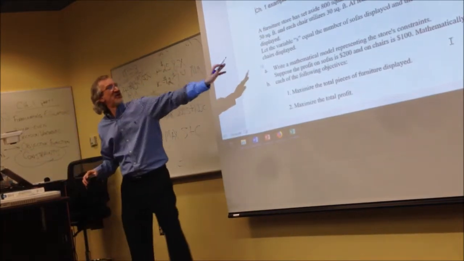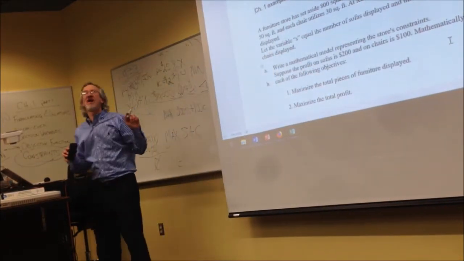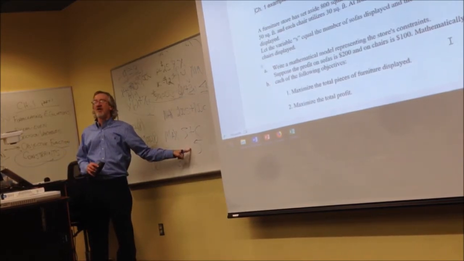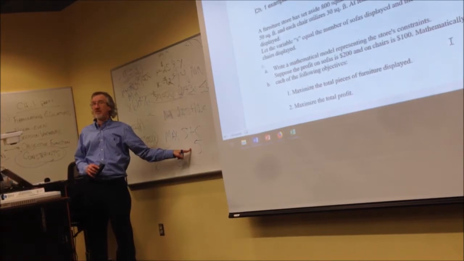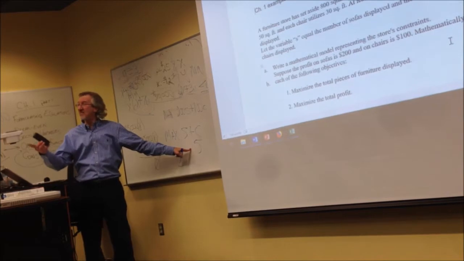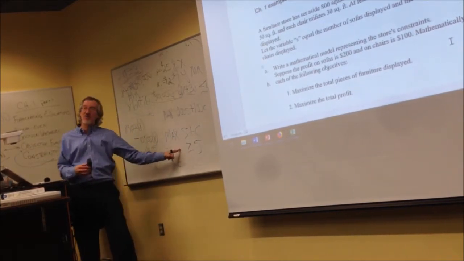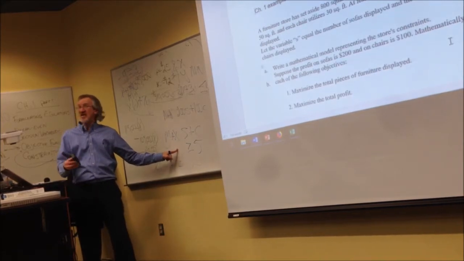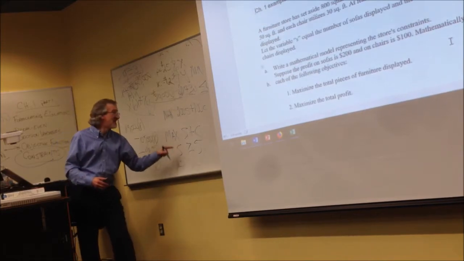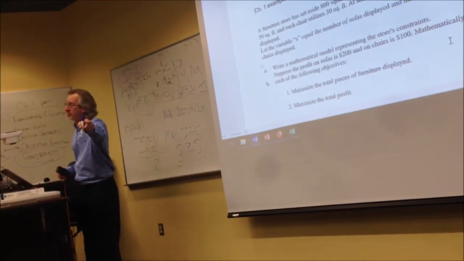We're okay. The other limitations are at least 5 sofas. At least 5 sofas: is that less than or equal to 5, greater than or equal to 5, or equal to 5? Greater than or equal to 5. However many, and then what's on this side? What represents the number of sofas we're going to use so that it's greater than 5? S. S is greater than or equal to 5, because there has to be at least 5 sofas in the display.